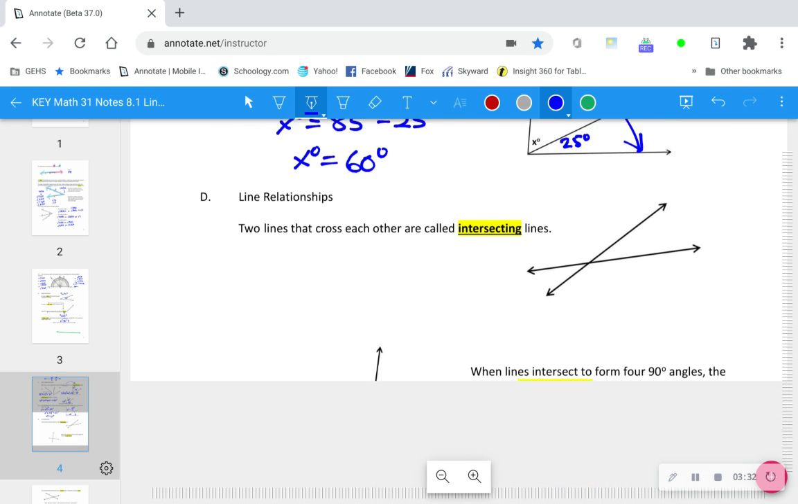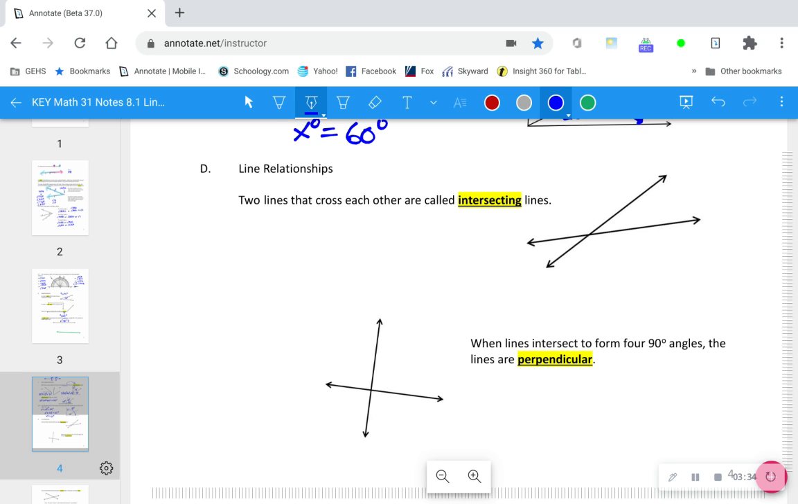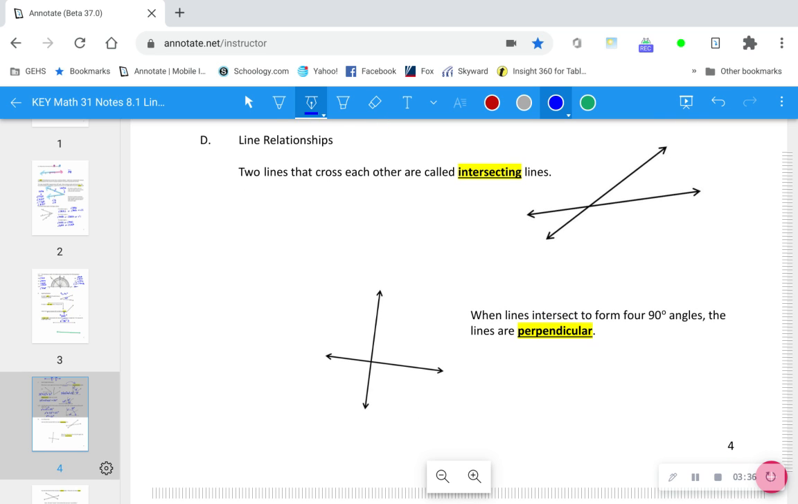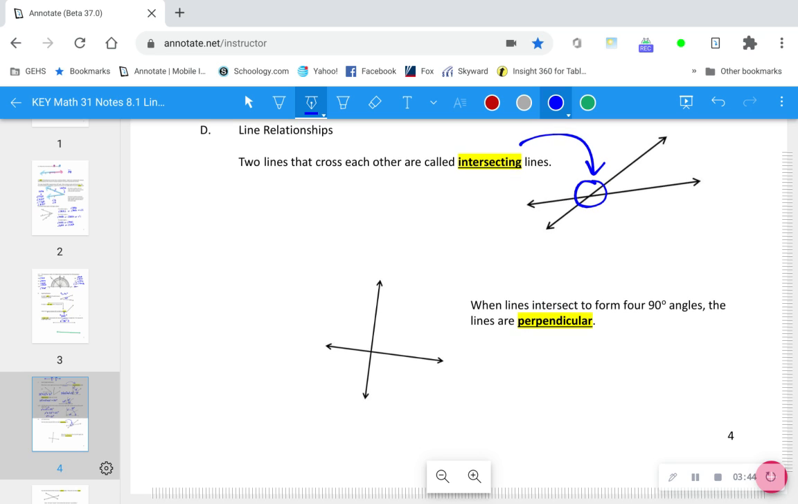Okay, lines that cross each other. We're going to switch to lines now. When the lines cross each other, they're said to be intersecting lines. And we would call this, if these were streets, an intersection. When streets cross, it's an intersection. So intersecting lines are like streets that crossed.